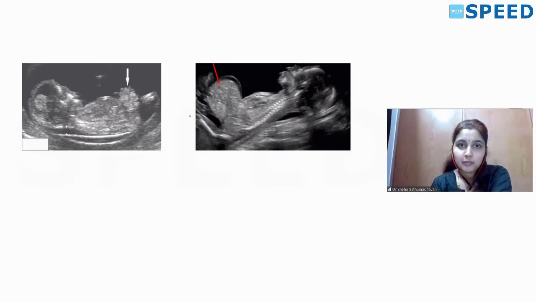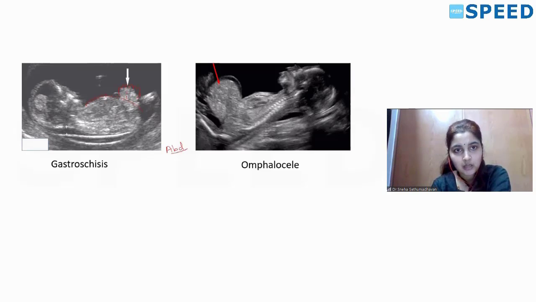All right. 2 common abdominal wall defects. One is gastroschisis and the other is omphalocele. Let's see the differences. Now again, 2 sagittal sections, and this is the abdominal wall, and if you can see, there is an irregularly outlined structure that is coming out of the abdominal wall. Whereas here, there is a smooth structure that is coming out of the abdominal wall.